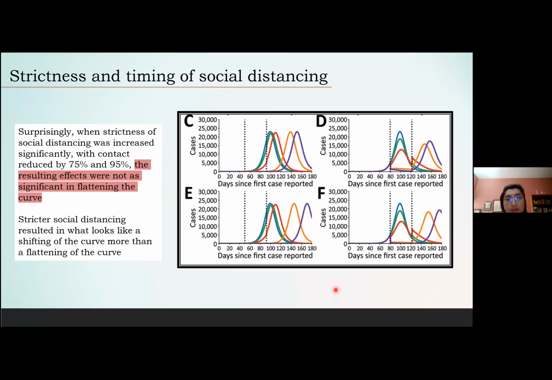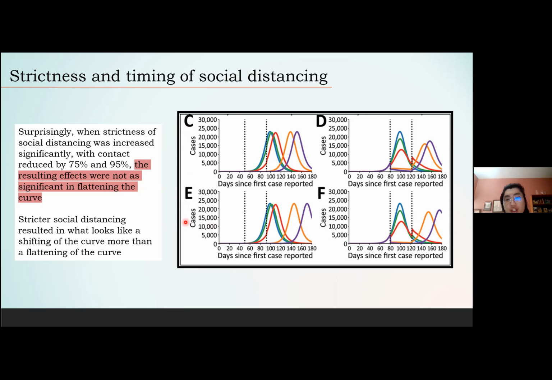Next slide. So in the previous slide, we briefly touched on how the percentage of people being quarantined had different levels of rebound once the quarantine period was over. And surprisingly, the more people we had quarantined, the higher the rebound was. And this effect is something we can see again when we look at C, D, E, and F, the pairs of graphs that refer to 75% contact reduction and 95% contact reduction.